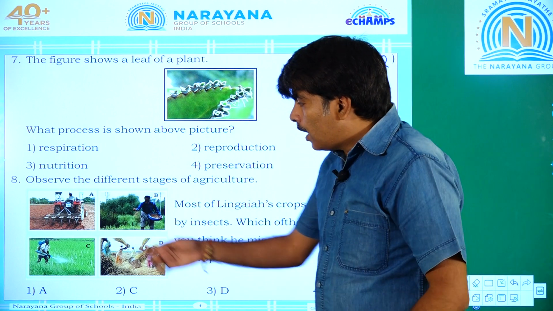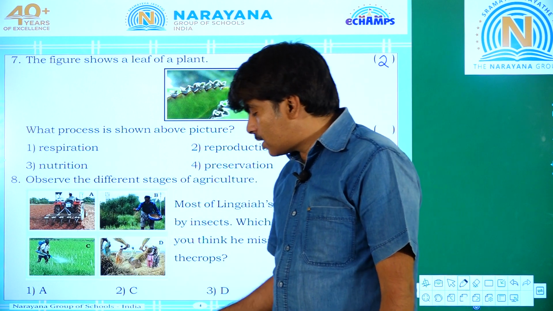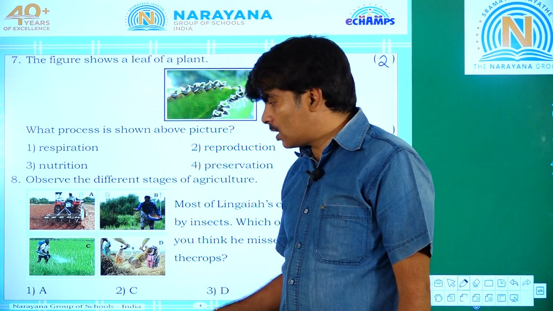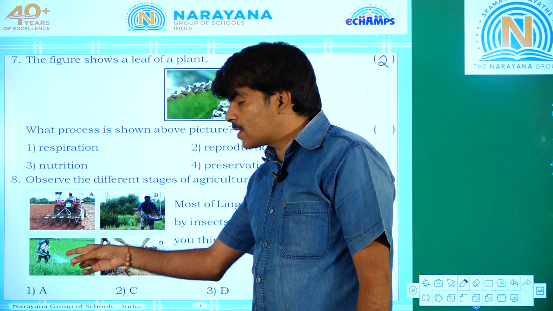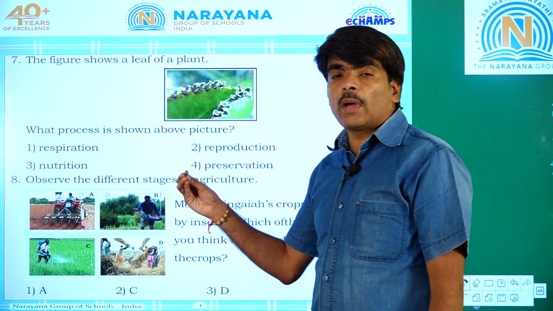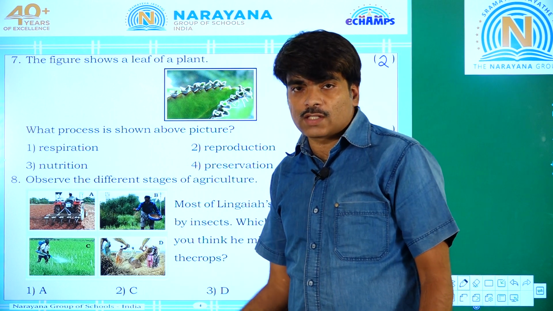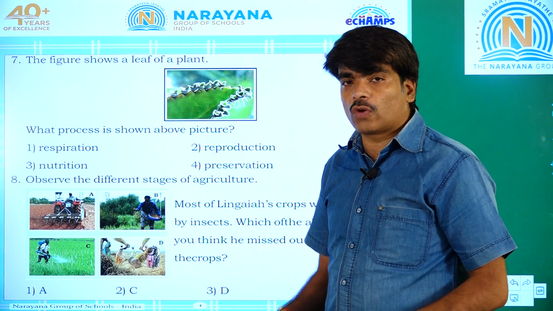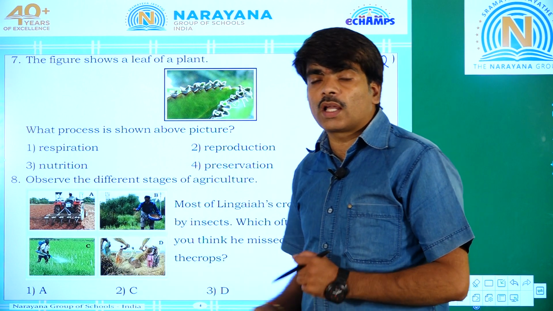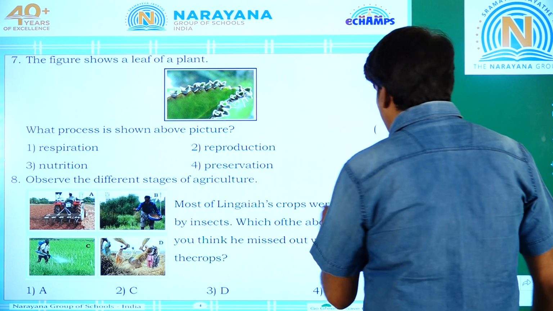Let us see. Here he is ploughing. Here he is sowing seeds, here he is giving fertilizers and pesticides, here winnowing or harvesting is done. So option C, where he is providing fertilizers. By providing fertilizers and pesticides, he can remove the insects. Fertilizers help in the fertility of the crop. The crop grows very well, and pesticides will kill the insects. So option C is correct. Option 2.